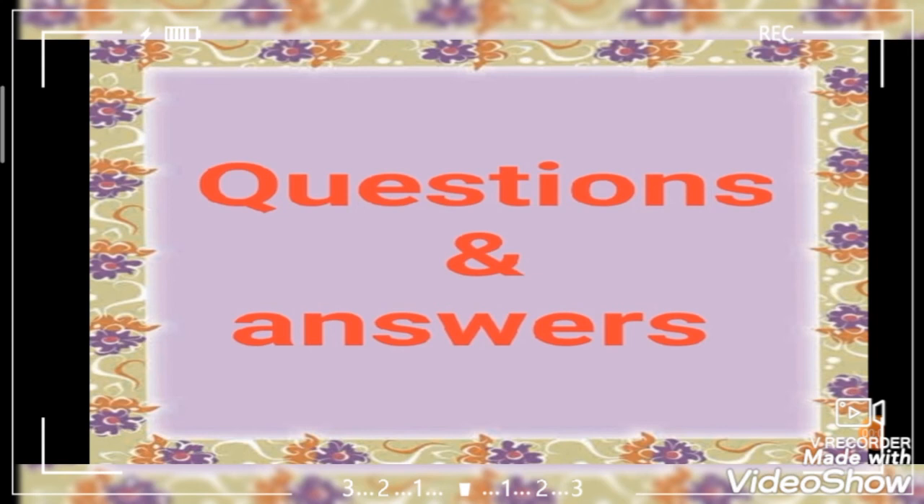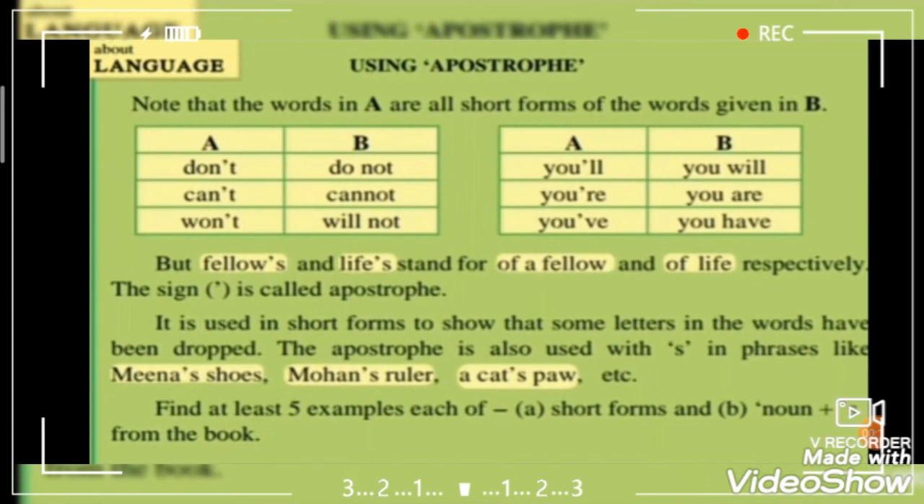Questions and answers. Using apostrophe. We are going to use the apostrophe in these activities which are given in our notebook, on page number 43. Using apostrophe, learning about language. Note that the words in A are all short forms of the words given in B.